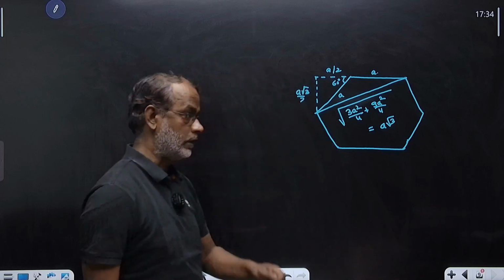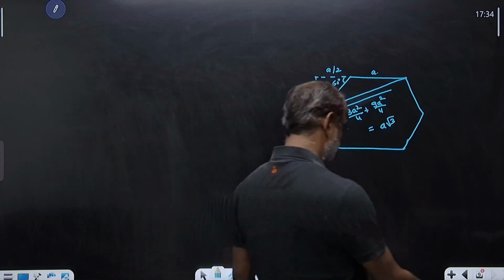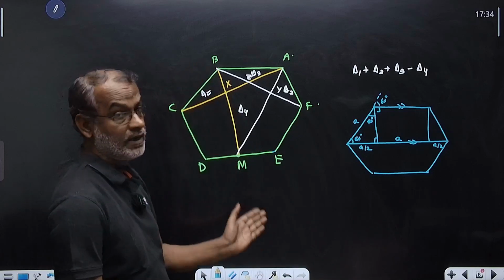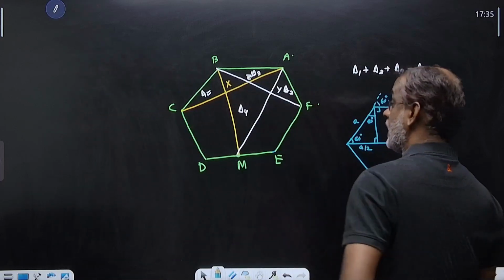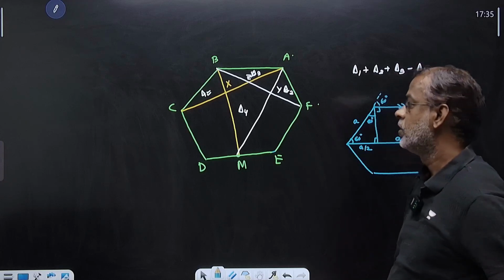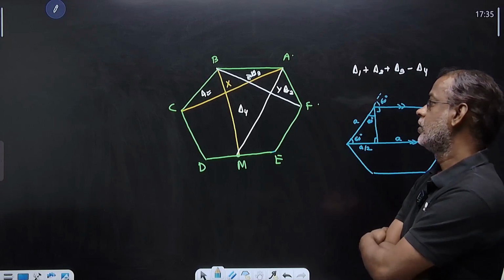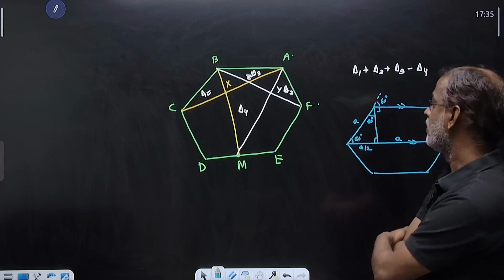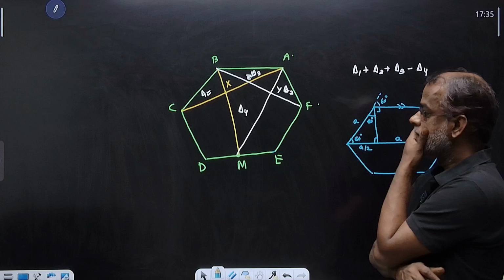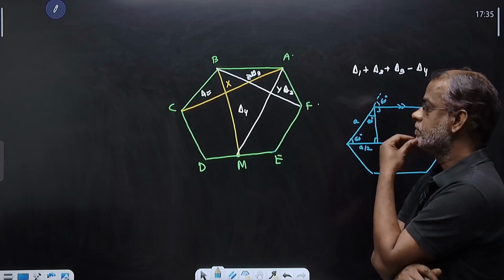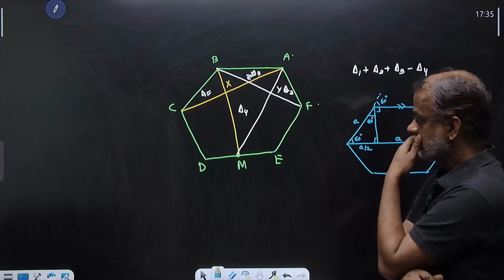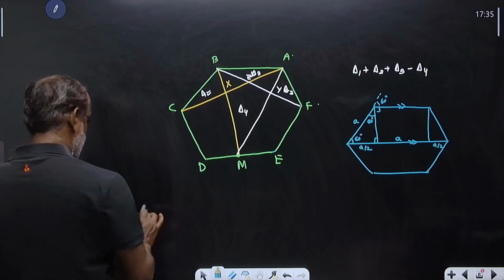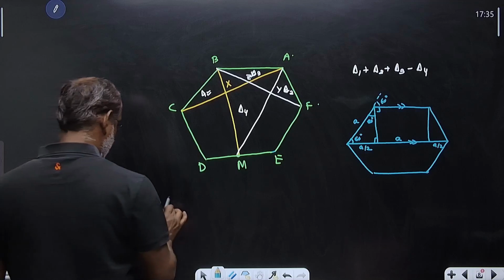A root 3. So, if you want to find the length of the diagonals, we can easily determine them in terms of sides. Sides you can very easily find because you are given the area of this hexagon, but that will be a very tedious exercise. So, we have to find delta 1 plus delta 2 plus... Now, think of it very carefully.